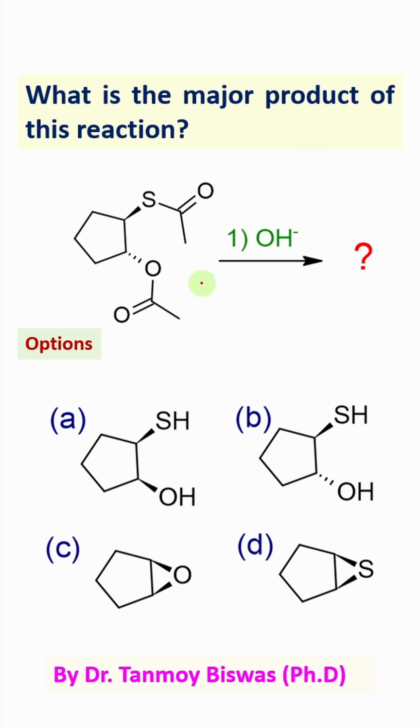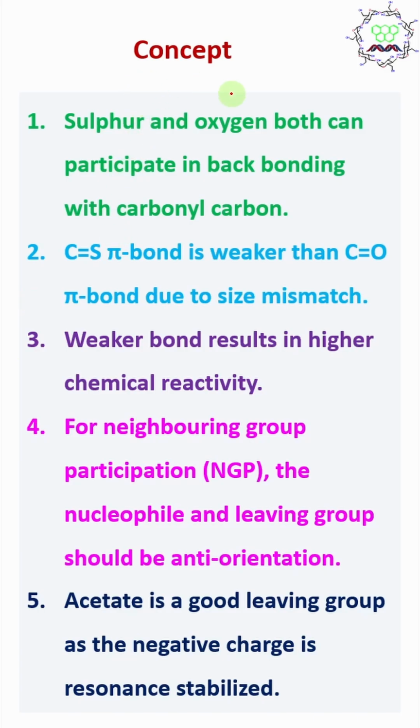Now, what is the major product of these reactions? This is actually a thioester and this is actually a normal ester. So it's a simple hydrolysis. What will be the product? Before going to the details, let's learn the concept associated with this problem.